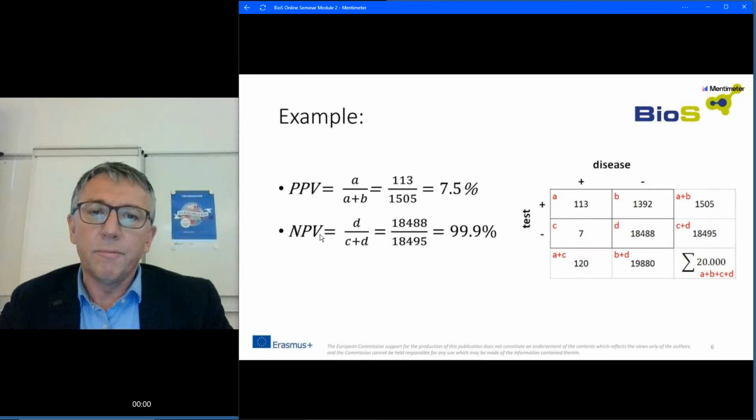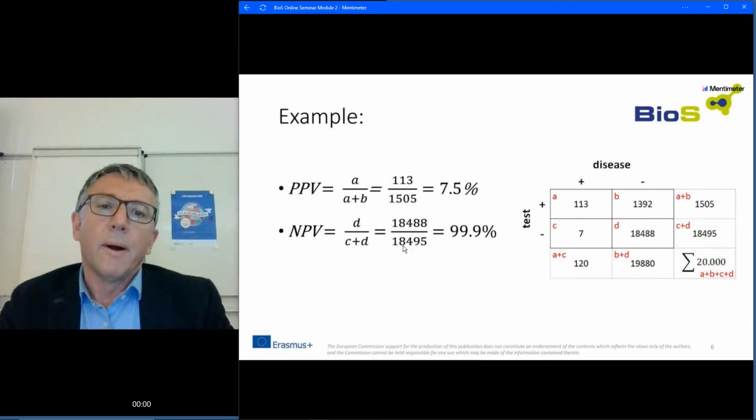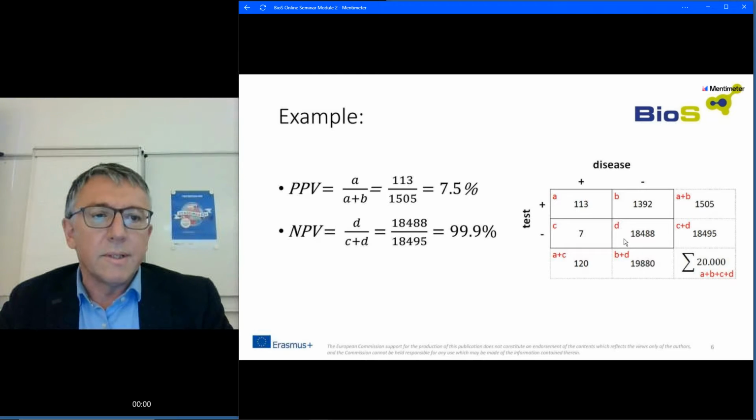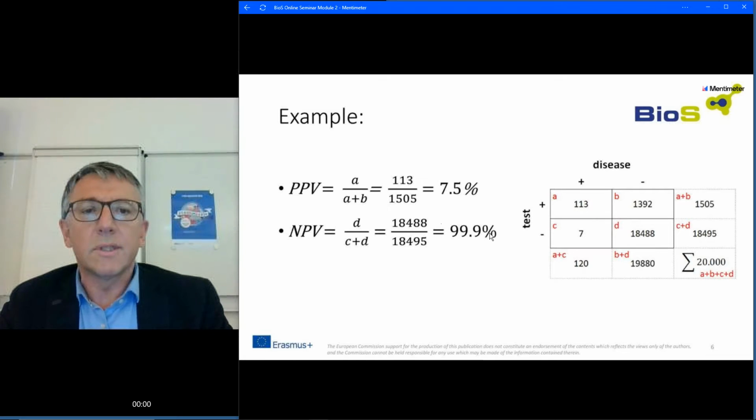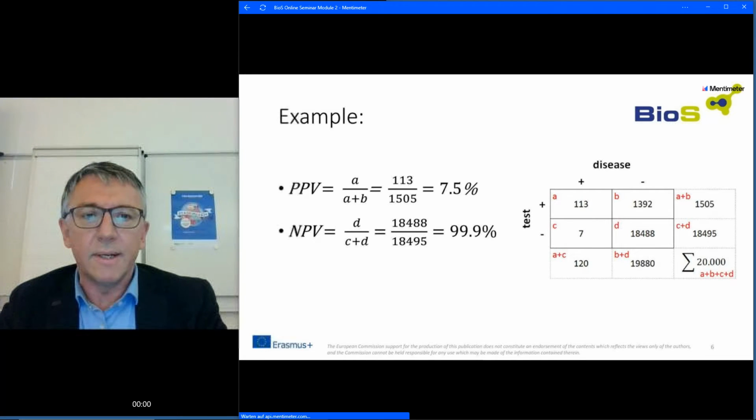Similarly, the negative predictive value is the probability of being negative if the test result is negative. And this is quite high, which is these 18,400, which are those that are testing negative and actually are negative, divided by the total number of those testing negative. So this is 99.9%.